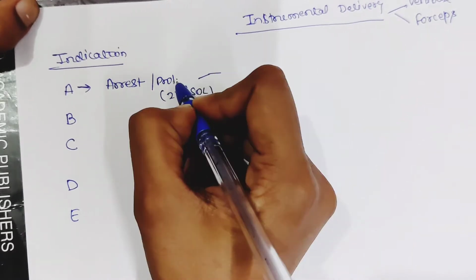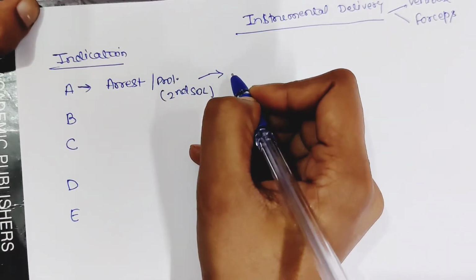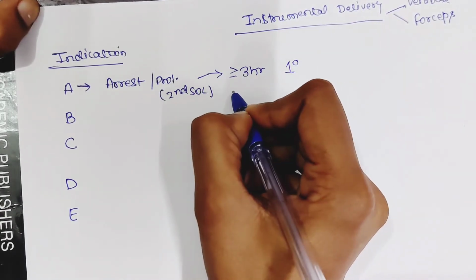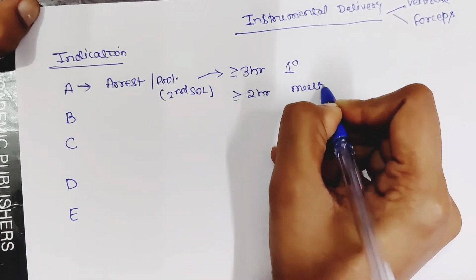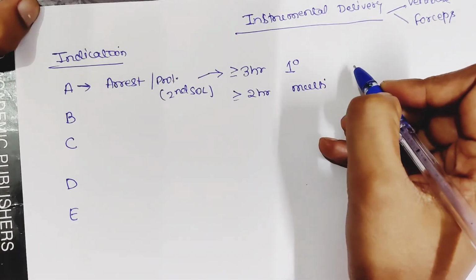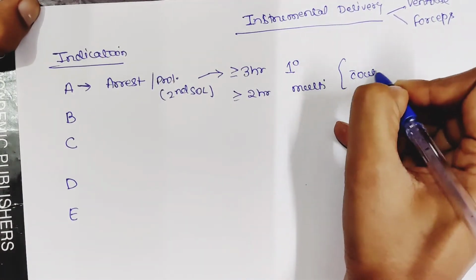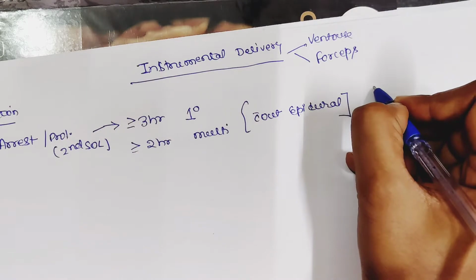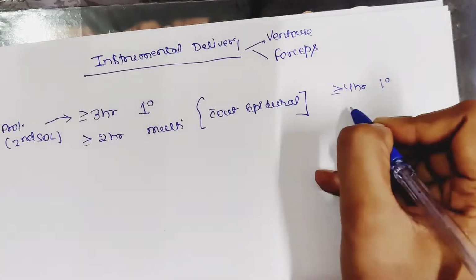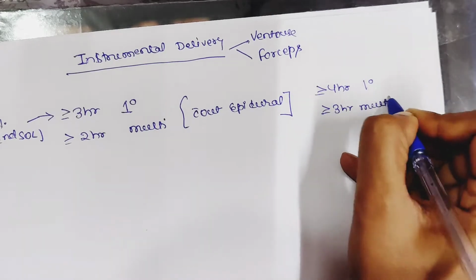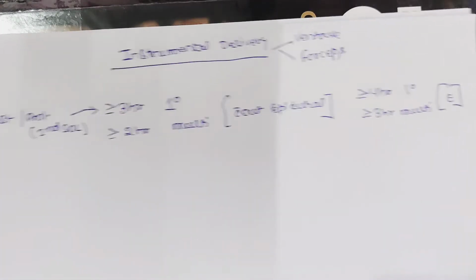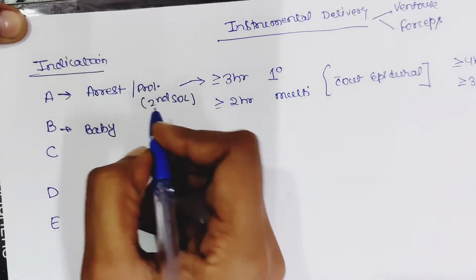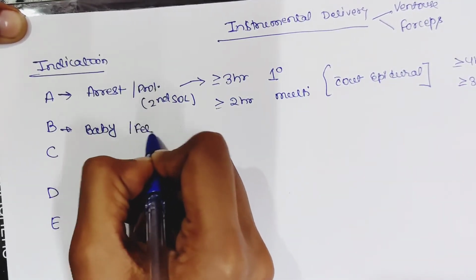A stands for arrest or prolongation of the second stage of labor. It is 3 hours or more in a primigravida, and 2 hours or more in a multigravida. If epidural is used, we should add 1 hour to both of them. So this is without epidural, and with epidural it will be more than 4 hours in primigravida and more than 3 hours in multigravida.